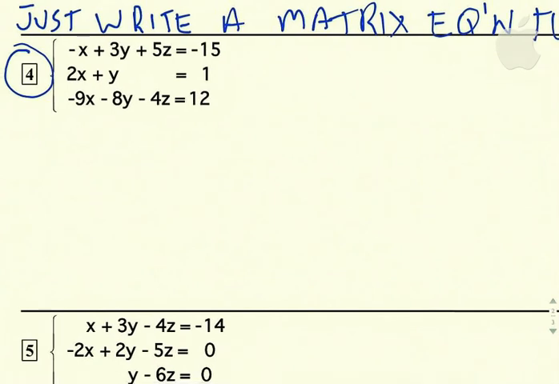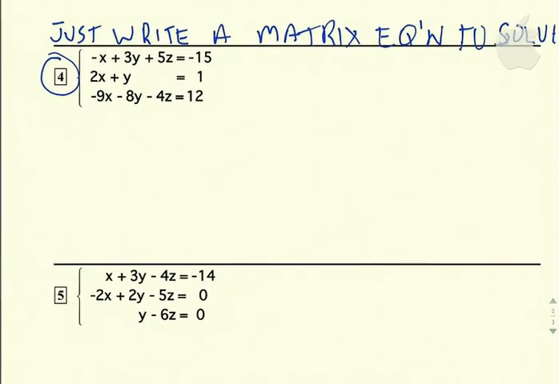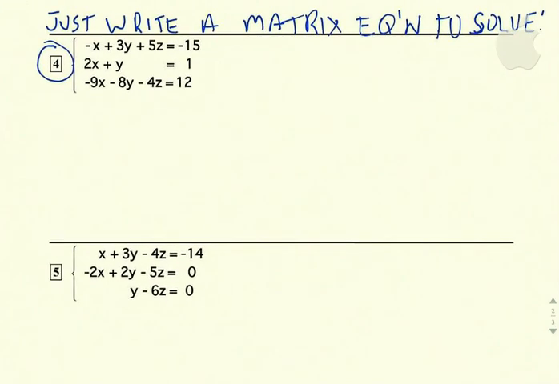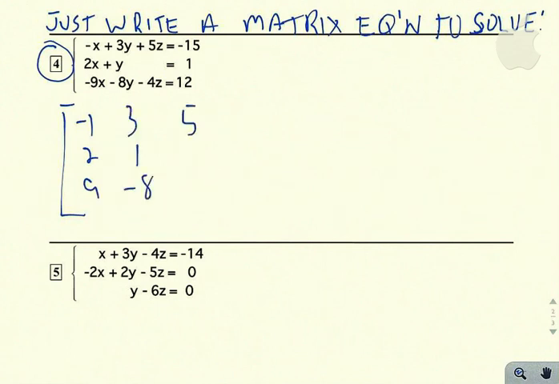One more problem. It says write this system as a matrix equation so we can solve it. See where I'm getting my numbers from? Just like the 2x2s.